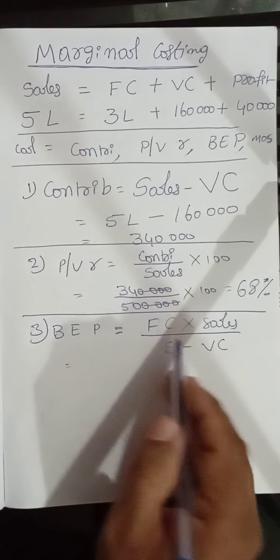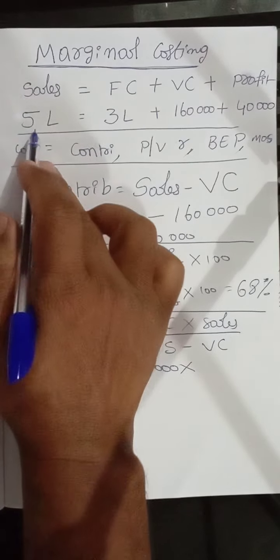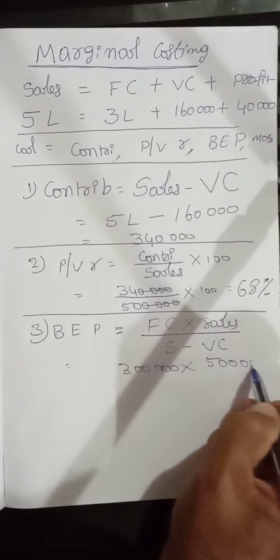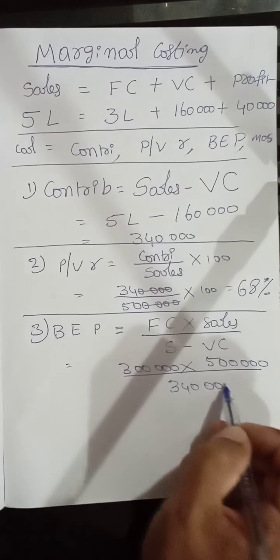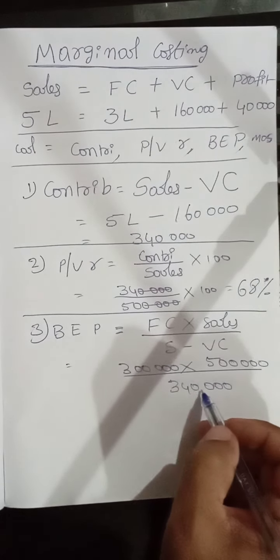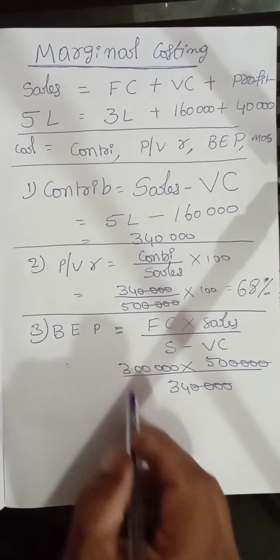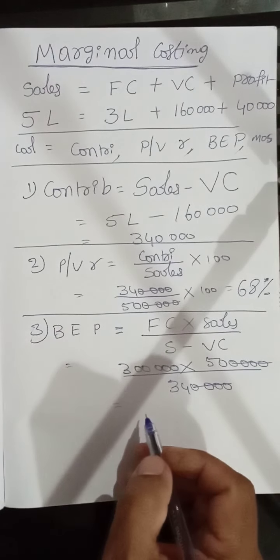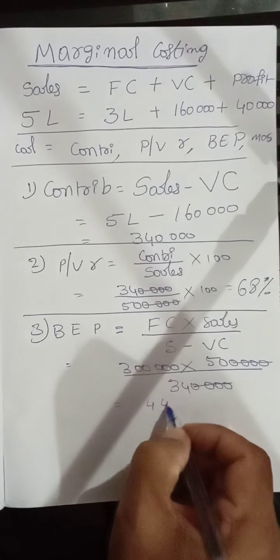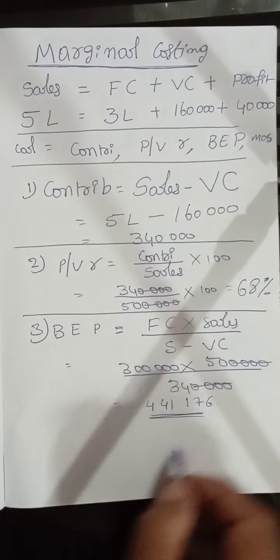So FC is equal to 3 lakhs into sales is equal to 5 lakhs, divided by sales minus VC, which we already calculated. Directly I am writing 3,40,000 rupees. Here these 4 zeros cancel, and in this also these 4 zeros cancel. Now 3 lakh into 50 divided by 34, if I substitute, this answer will come: 4,41,176. This is the break even point.